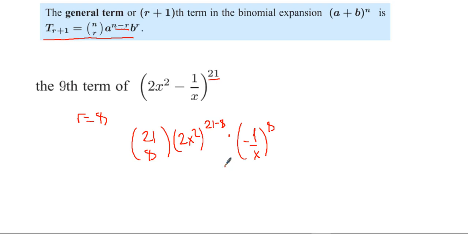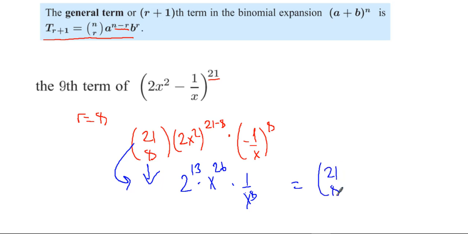Simplifying this one you can find easily by your calculator. This part will be 2 to the power 13 times x to the power 26. This one you can calculate, it will be positive times 1 over x to the power 8. So the simplified form will be 21 combination 8, 2 to the power 13, x to the power 18. If they ask you the coefficient, you can easily solve it by using your calculator.